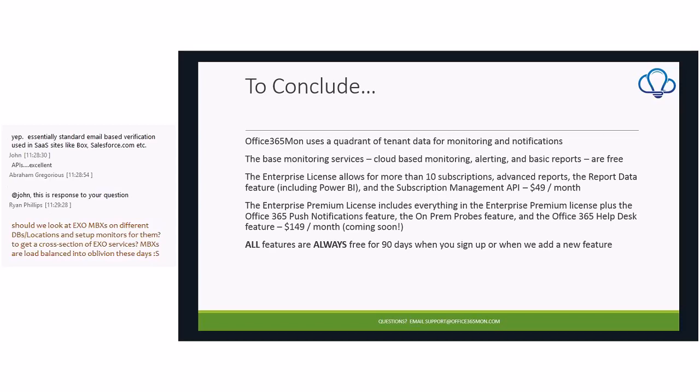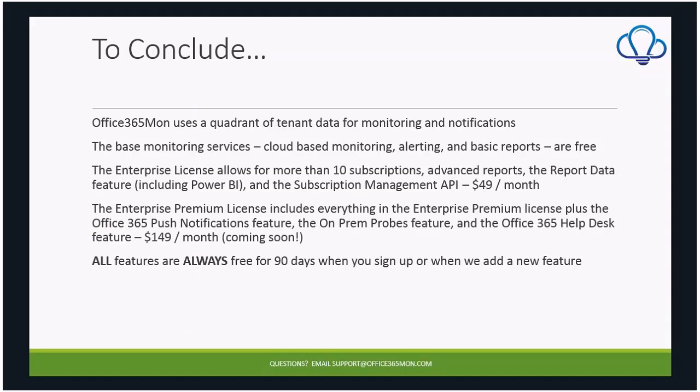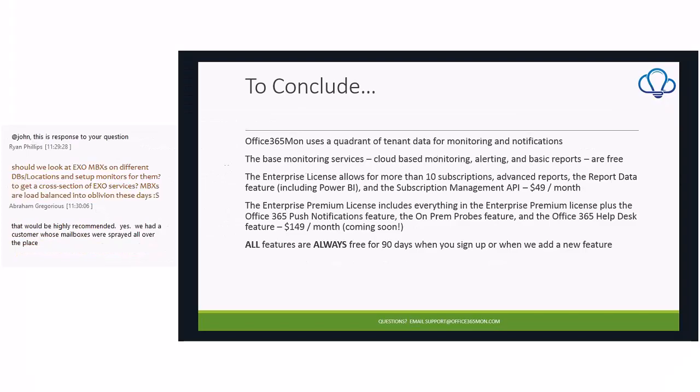And then the enterprise premium license includes everything that's in the enterprise license, but it also includes the Office 365 push notifications, the on-prem probes, and the Office 365 help desk. That's $149 a month. It's not currently available for purchase on the site since we just rolled out the help desk feature, but it will show up in the list of features that you can purchase in the next couple weeks probably. And all of these features, even the ones that cost money, are always free for 90 days when you sign up or when we add a new feature. So like we just rolled out Office 365 Help Desk. All of our existing customers got that feature turned on for free for 90 days so they can go try it out.